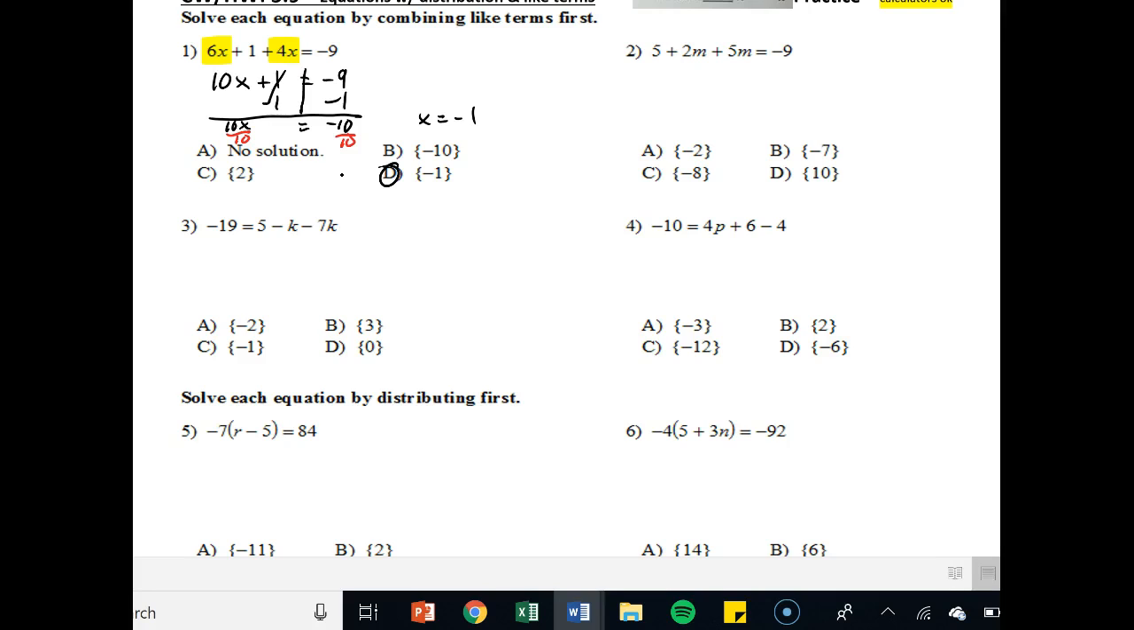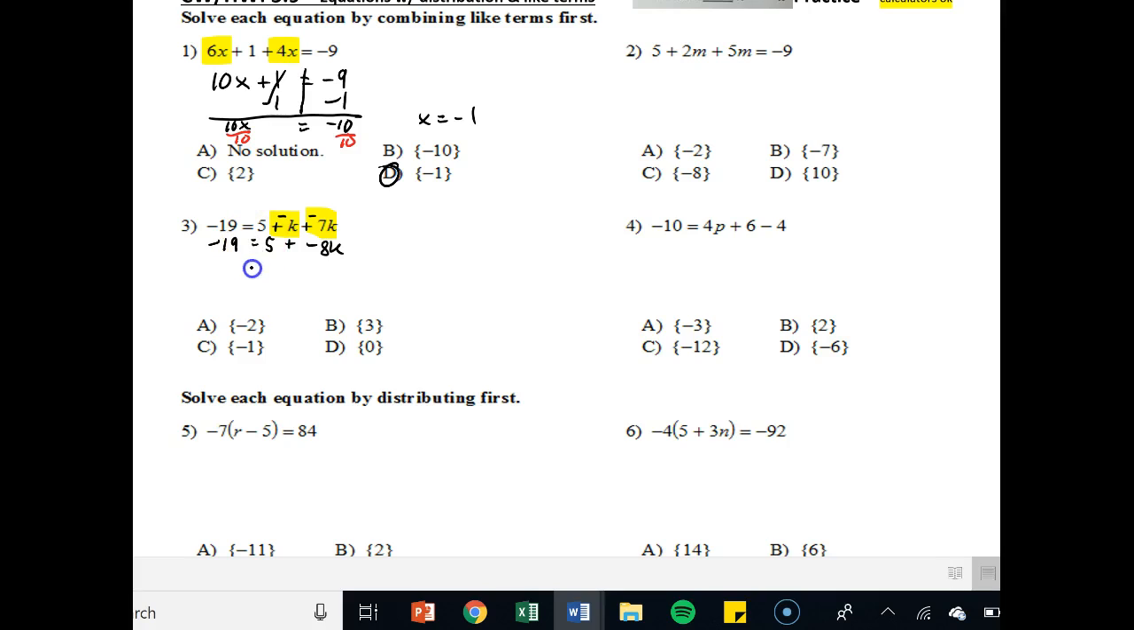For number 3, again, anytime you see minus signs, might be a good idea to do plus negative and understand, okay, I've got two like terms on the right-hand side of my variable. Let's combine those and write a new equation. So negative 19 equals 5 plus negative 8k, right? Negative k is like negative 1k. Plus negative 7k is negative 8k.